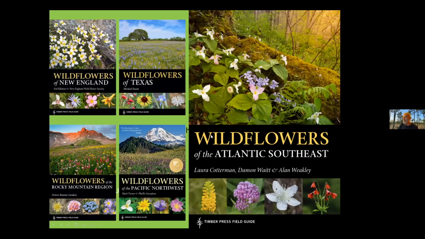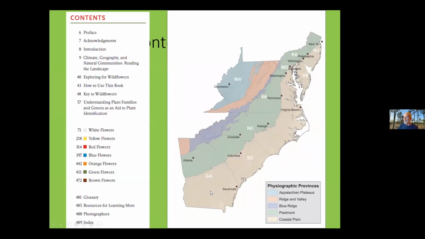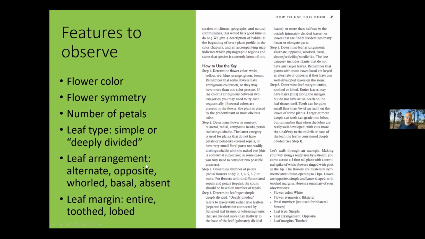So this was part of a series done by Timber Press and covered from New Jersey to Georgia, and has a fairly simple multi-access key-like approach, similar to Newcomb's Wildflower Guide. Those of you who have used that, which is probably very many of you, where rather than just having a big section of white flowers that you flip through, you are asked to answer a simple set of questions like flower color, flower symmetry, number of petals, leaf type, leaf arrangement, and leaf margin, that basically narrows it down to 3 or 4 or 10 or 1 possibility on a couple of pages in the guide that you can then compare it to.